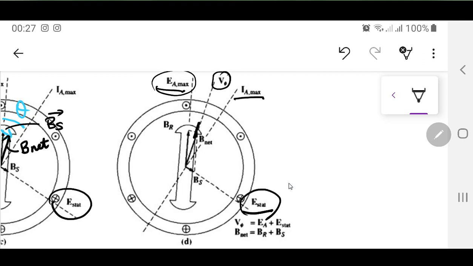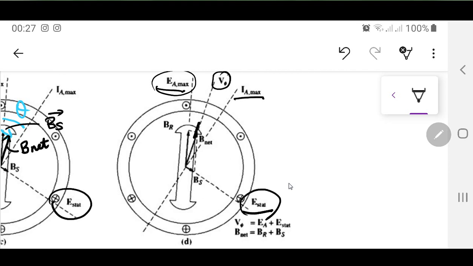So what is happening actually? V phase is going to be lagging. So what this tells you is that V phase is actually going to lag behind EA. And if you remember, whenever you are modeling anything, you have three elements over there. You have a resistor, you have a capacitor, you have an inductor. And there is only one element which produces a lag, that is an inductor. So you are going to model this armature reaction with an inductor.